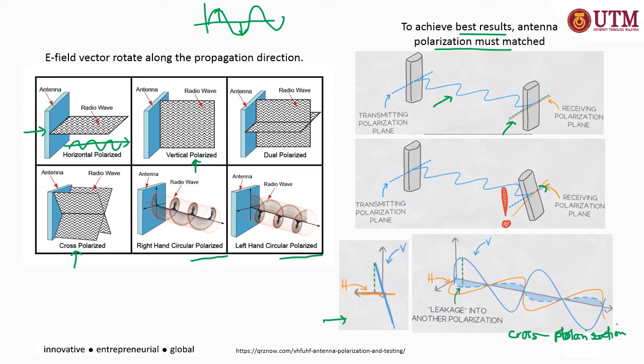So the parameter is called cross polarization isolation. Okay, the higher the isolation is, the better, because the isolation basically determines how effectively the vertical and the horizontal polarization signals are separated from each other.